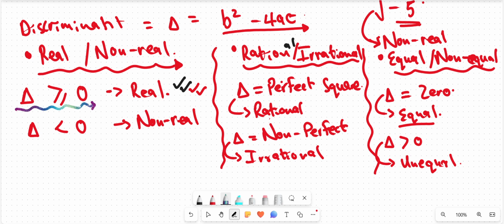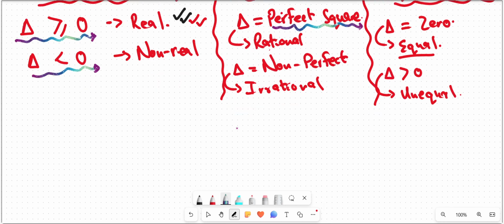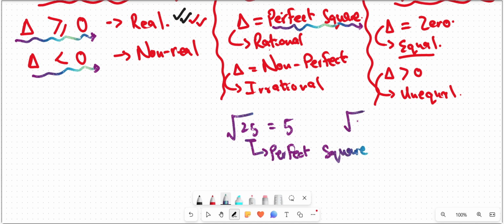So if the discriminant is greater than or equal to 0, we know it's real. If it's less than 0, we know that it's non-real. If the discriminant is a perfect square, and what do I mean by a perfect square? For example, if I take the square root of 25, I get 5. So the 25 is called a perfect square. If I take the square root of 36, I get 6. Again, the 36 is also called a perfect square.